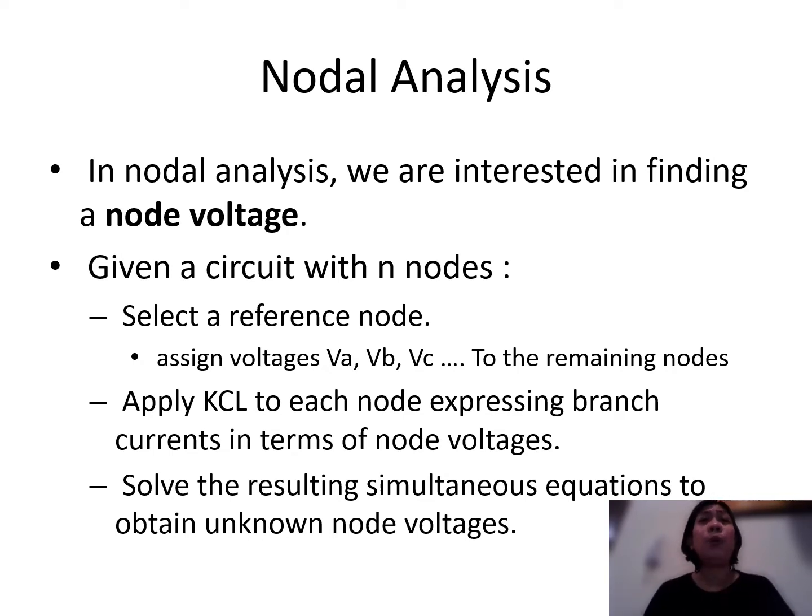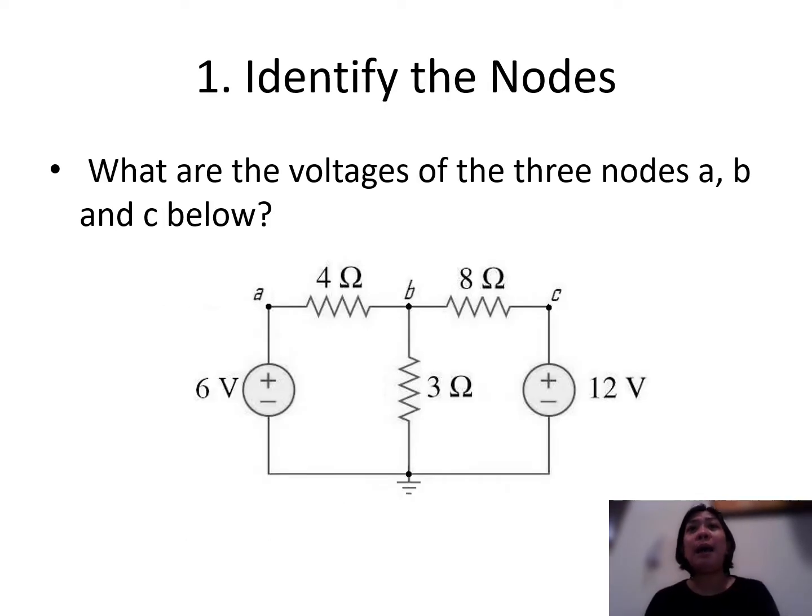After selecting a reference node, assigning voltages VA, VB, VC, etc. to the remaining nodes, and applying KCL to each node, expressing the branch currents, we are now ready to solve the resulting simultaneous equations to obtain the unknown node voltages. When we already know the node voltages, then we can determine the branch currents.